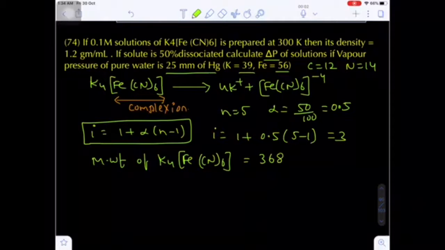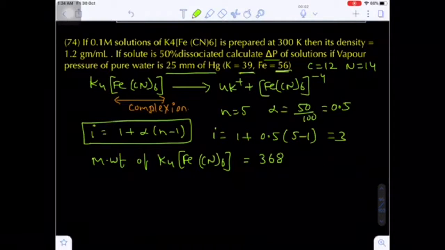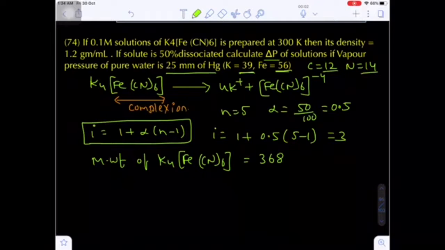How to calculate the molecular weight? It is the sum of the atomic weights. Potassium atomic weight 39, iron atomic weight 56, each carbon atomic weight 12, into 6 carbons, 12 into 6, plus each nitrogen is 14. There are 6 nitrogens, 14 into 6. Put together, you will get 368.